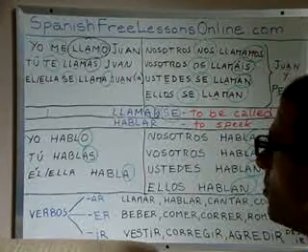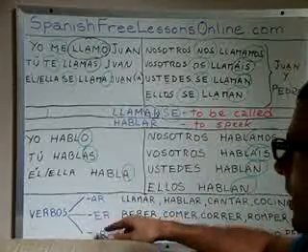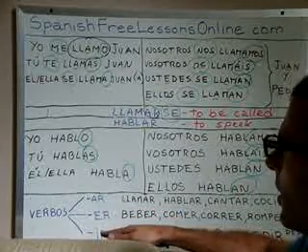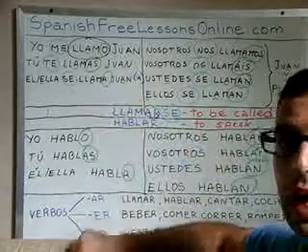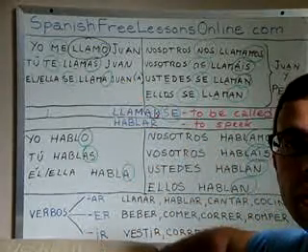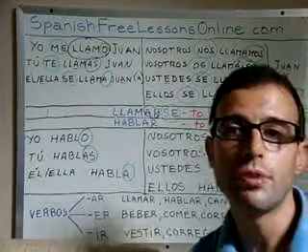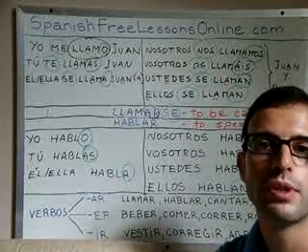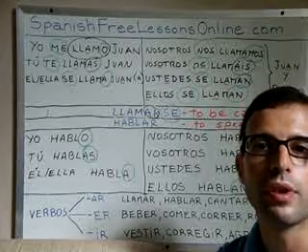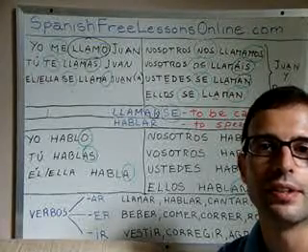All those are verbs ending in ir. However, the rule is slightly different for verbs ending in er and ir than the one we've seen for verbs ending in ar. So we will see that later on in another lesson. So this is enough for today, and I hope you've learned how to conjugate at least a third of the verbs in Spanish.